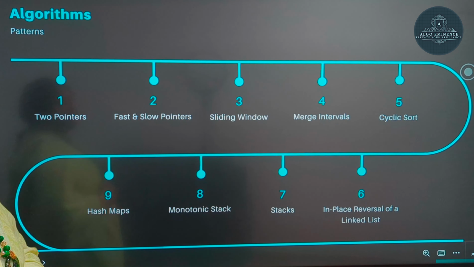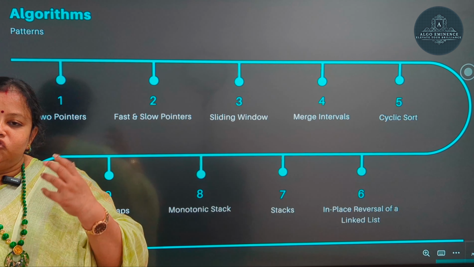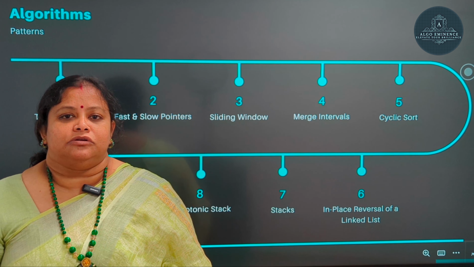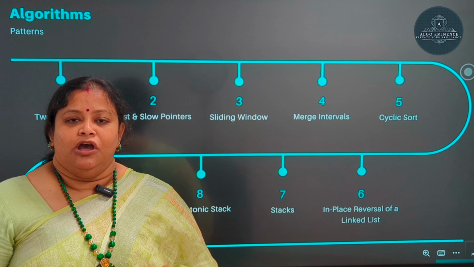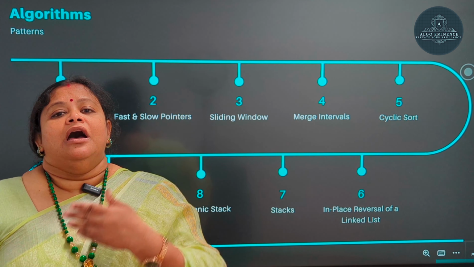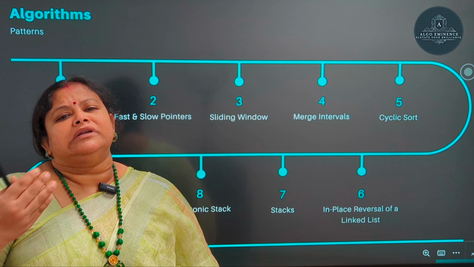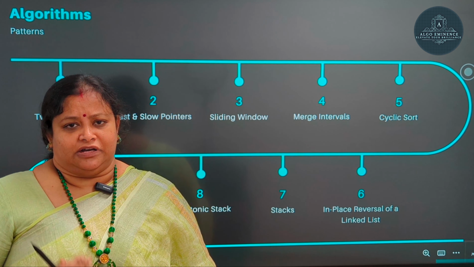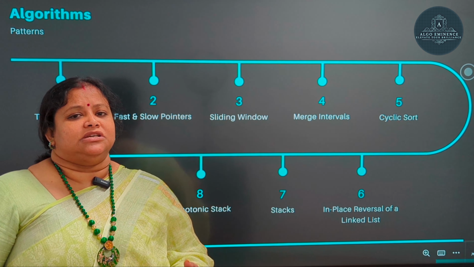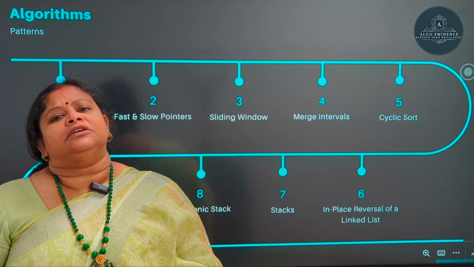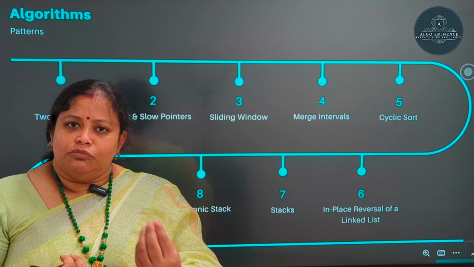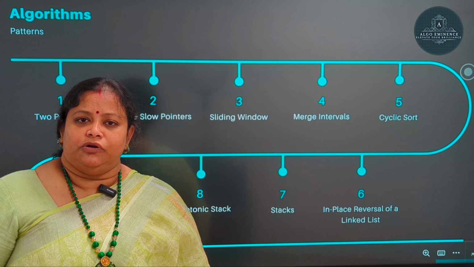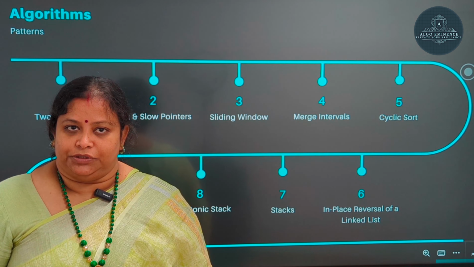Next, what you see is fast and slow pointers. Generally, the fast and slow pointer algorithm is used for linked lists, where you are traversing the whole linked list. There are many questions in linked lists which can be solved by fast and slow pointers. As the name suggests, one pointer will be slow and the other pointer will be fast. By the movement of the pointers, you get your desired result.